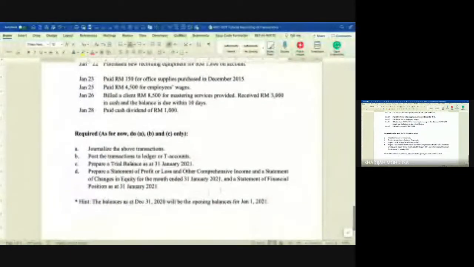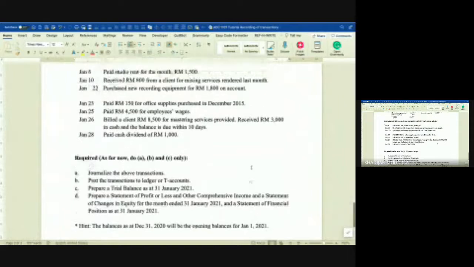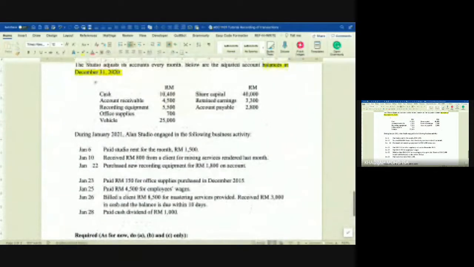Okay, so they give you a hint here, the balances will be the opening balance for January 1st, 2021. So that's what I mean. When you are given the balance here, then you have to put it in the accounts.